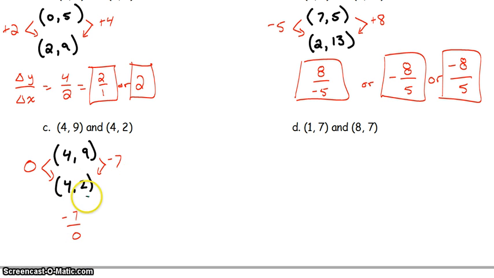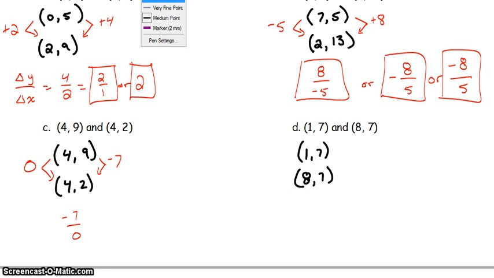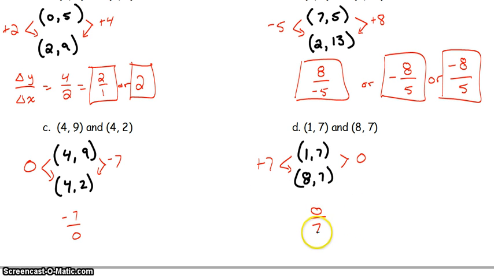Let's stop there, keep that idea in mind, because we're not done with it, and compare it with what happens in part D. In part D, when I write my ordered pairs in a stack, 1, 7, and 8, 7, and I look at my jumps, this time my Y isn't changing, but my X is. This rate would be 0 over 7.